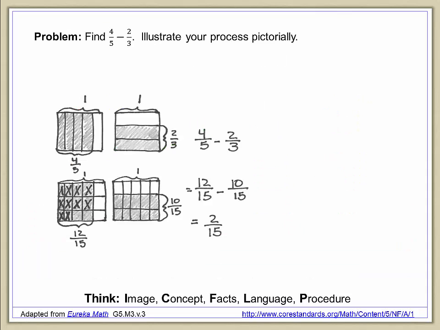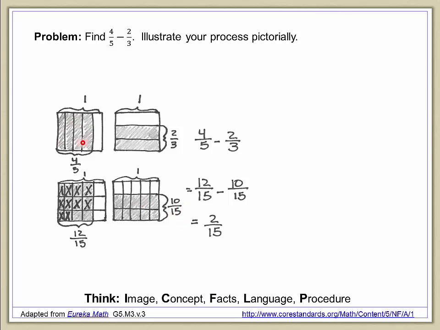so that we know really what's going on. We'll finish with a slide that shows some mathematical writing, and we're going to use a subtraction problem, 4/5 minus 2/3. We're asking the student to find it and illustrate their process pictorially. So here we have the representation of 4/5, which is a whole broken into fifths with 4 of them shaded. Similarly, 2/3 is here, a whole broken into thirds with 2 of them shaded.